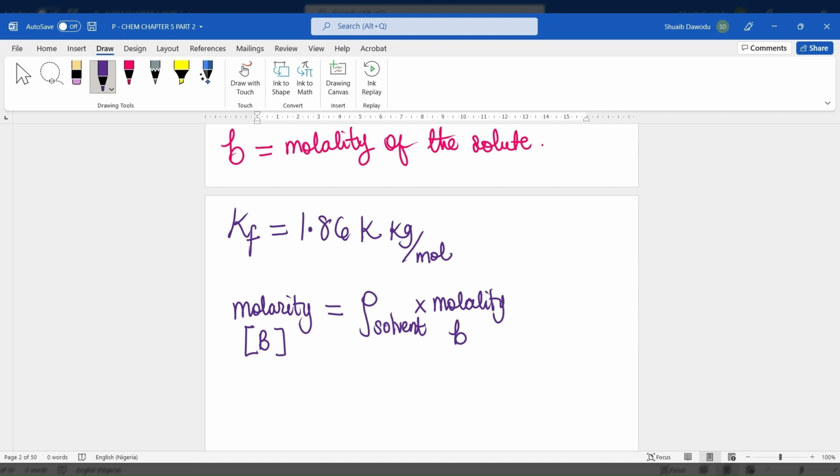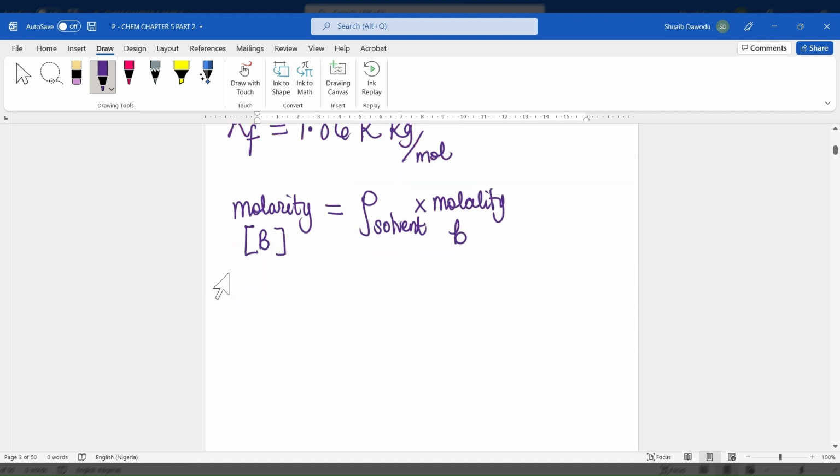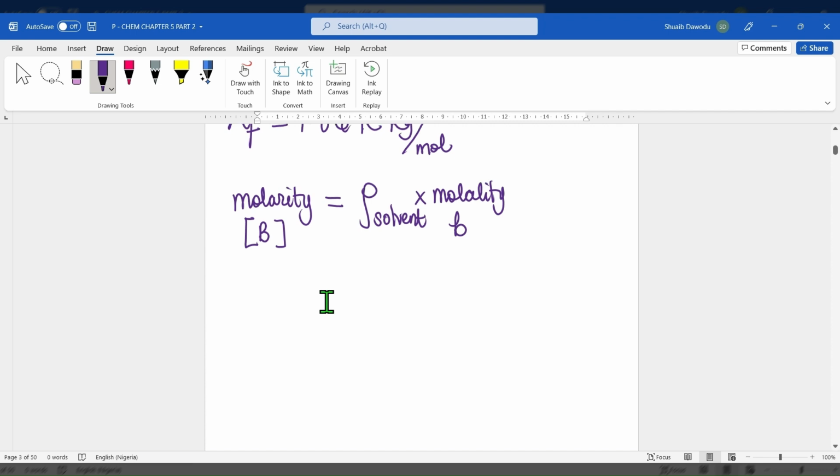So I say this to tell you guys that whenever you're not given the value for molality, but you know the value for molarity as well as the identity of the solvent, you can simply determine the molality or the molarity. You can go either way. If you're given molarity and you want to determine molality, you can use the density. If you're given molality and you want to determine molarity, you can also use the density using this formula here.